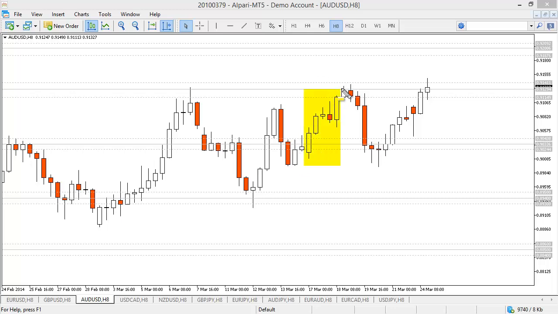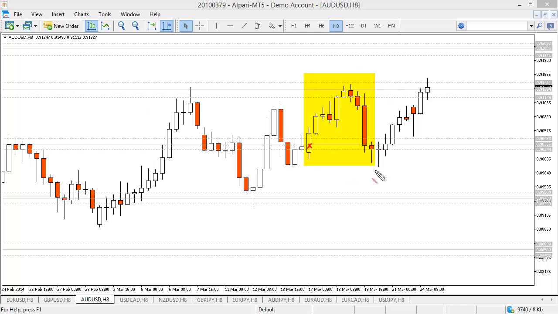Okay, I'm just going to get the highlight tool. So this is the first one on AUD USD. Here we have, let's start with this candle here. So here we have a nice strong bullish candle.